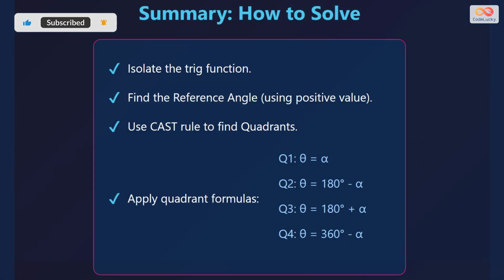To summarize, always isolate the function first. Find your positive reference angle. Then, use the cast rule to pick the right quadrants. Finally, use the simple formulas shown here to find the final angles. With practice, this becomes second nature.